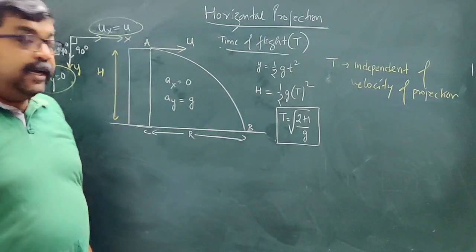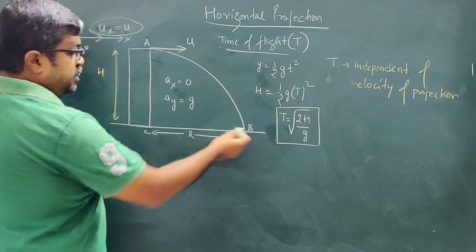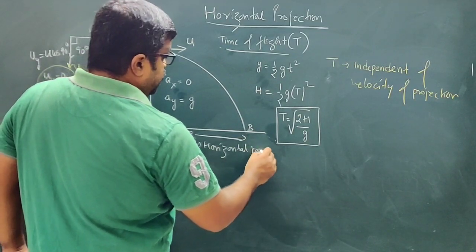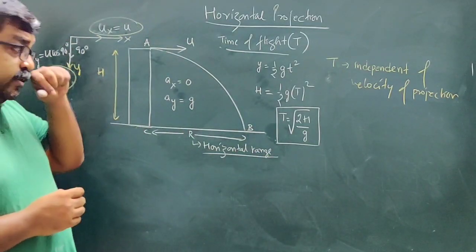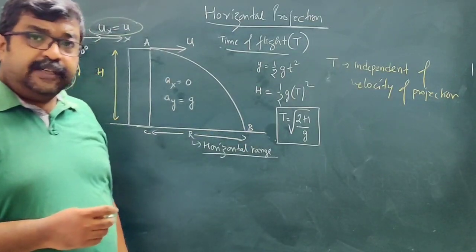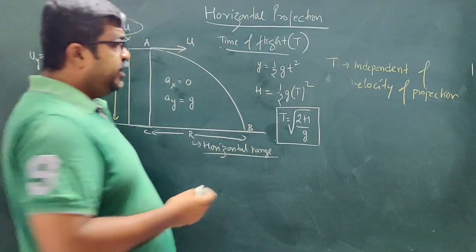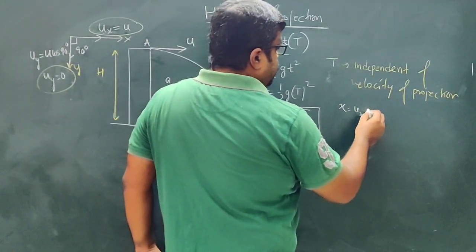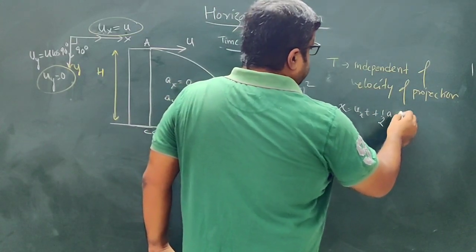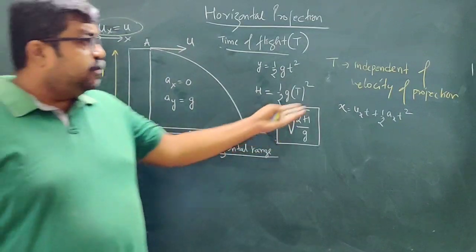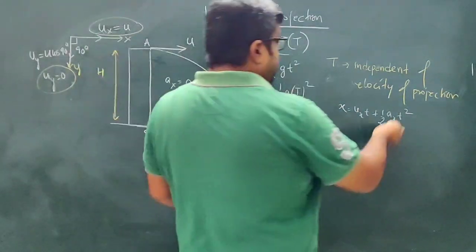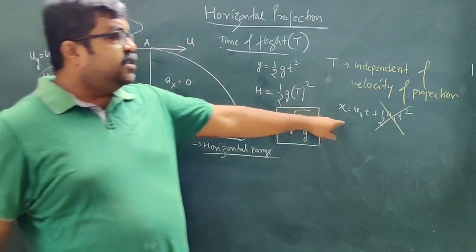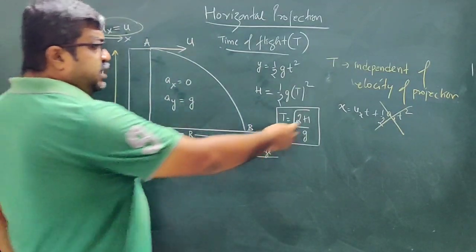Next, we will calculate this distance R, that is the horizontal range. Horizontal range is the displacement along horizontal direction, isn't it? Maximum displacement along the horizontal direction. So if we take the equation along horizontal direction, x is equal to uxt plus half axt square. This is the displacement equation along x-axis. So obviously this term will be 0 because acceleration along x-axis is 0. So we have x equal to ux into t. Now this is the general displacement.